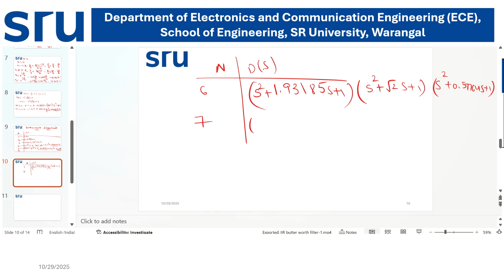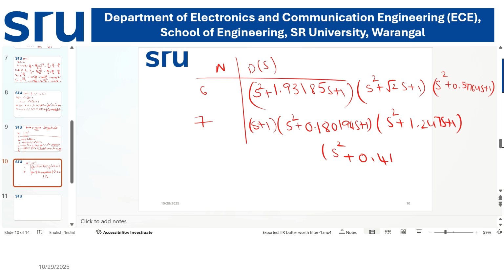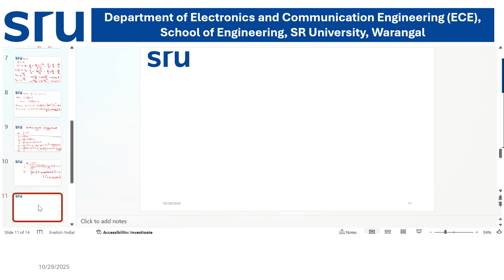Similarly, if n is equal to 7, we have 7 poles, that is s plus 1 multiplied with s square plus 0.180194 s plus 1 into s square plus 1.247 s plus 1 into s square plus 0.44 s plus 1. Now this is the Butterworth filter table, so that we can check our polynomial directly using this table. Now remember this table for future reference.